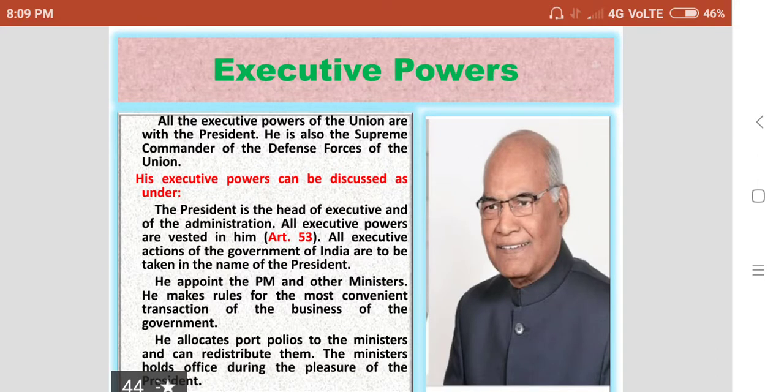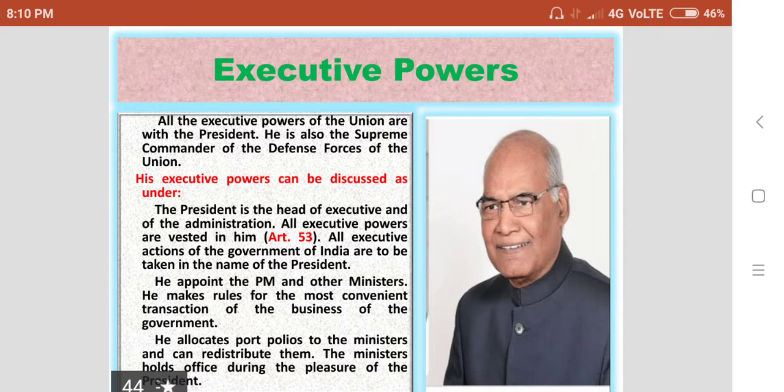Then executive powers of the president. All the executive powers of the union government are with the president. He is also the supreme commander of the defense forces of the union. His executive powers can be discussed as under. The president is the head of the executive and of the administration. All executive powers are vested in him as per Article 53 of the Constitution. All executive actions of the Government of India are to be taken in the name of the President.